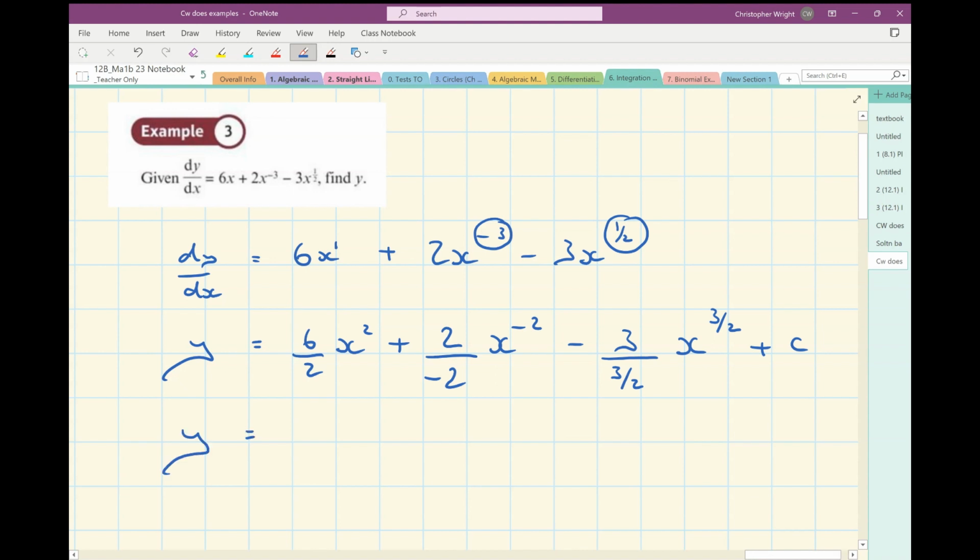Right, let's see if we can simplify this. Well, 6 over 2 is simply 3x squared, minus x to the power of minus 2, minus, now 3 divided by 1.5 is 2, x to the power of 3 over 2, plus the constant term at the end. And there is the answer to example 3.